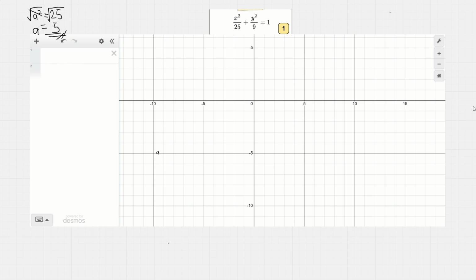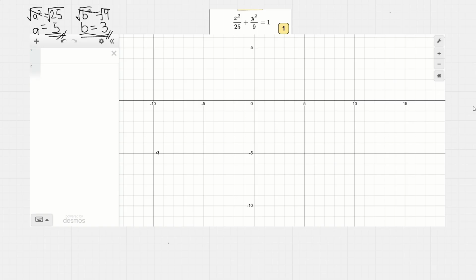Let's get the b value. The b squared value is the lowest number, so it will be 9. Let's square root both sides to get rid of the square. B equals 3. So this is our b value.